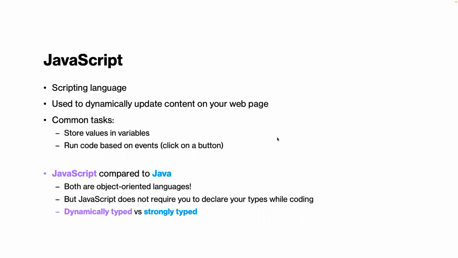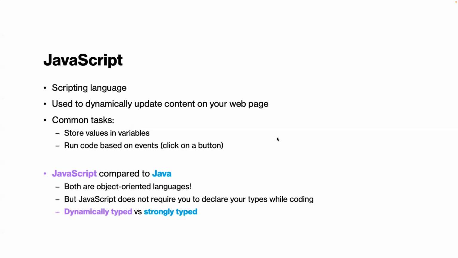So JavaScript, just like Java, is an object-oriented language. So you're going to see that you don't have to declare the type when you're creating your variables. Like, you know how you have to write string and then your variable name. In this case, you just have to write a different keyword, which we're going to go over. So that means it's dynamically typed.